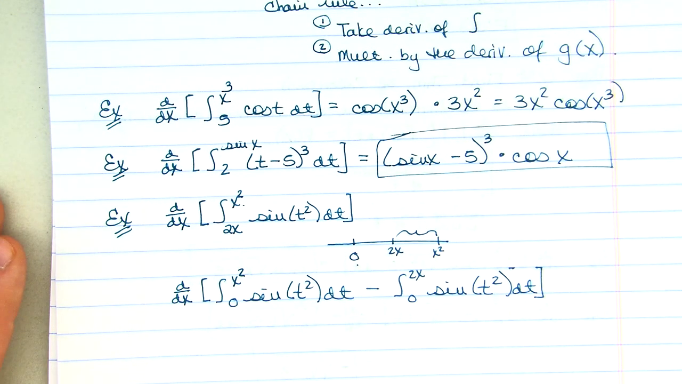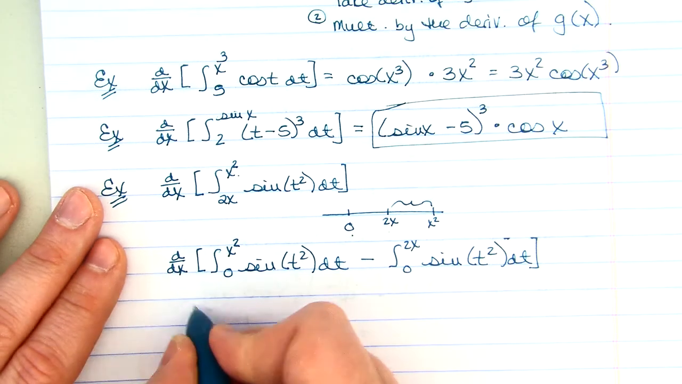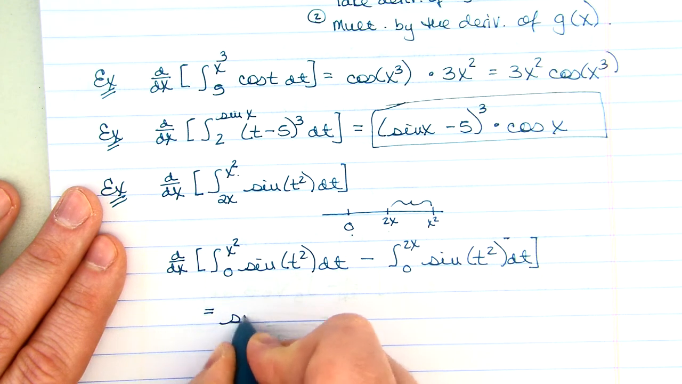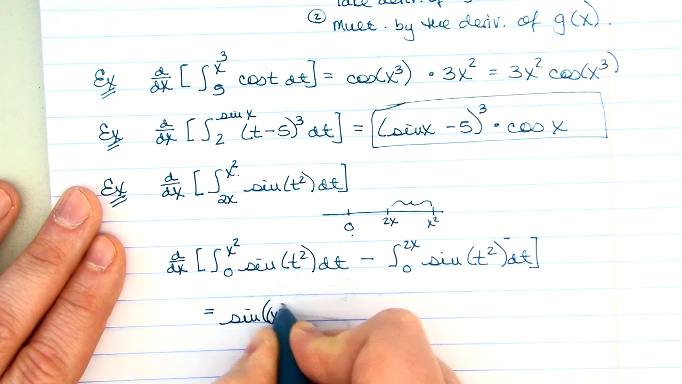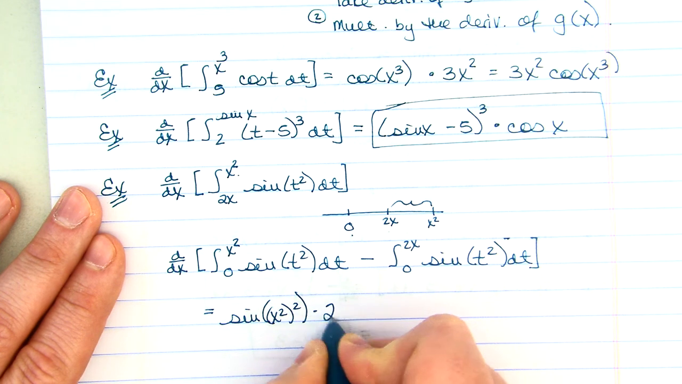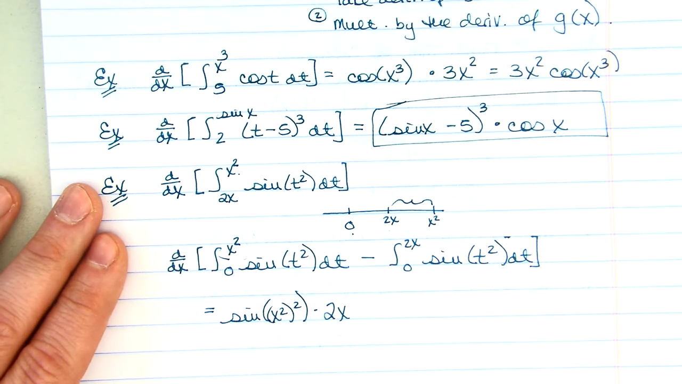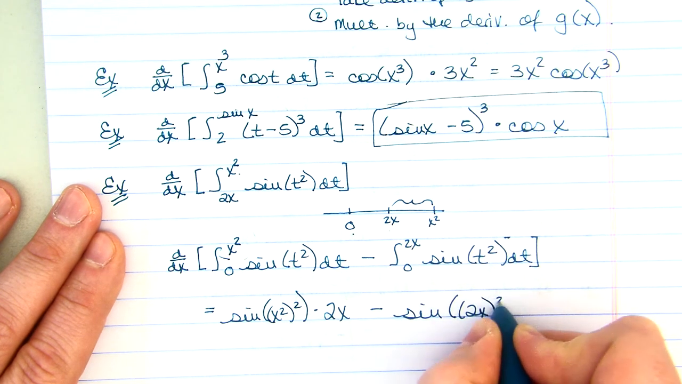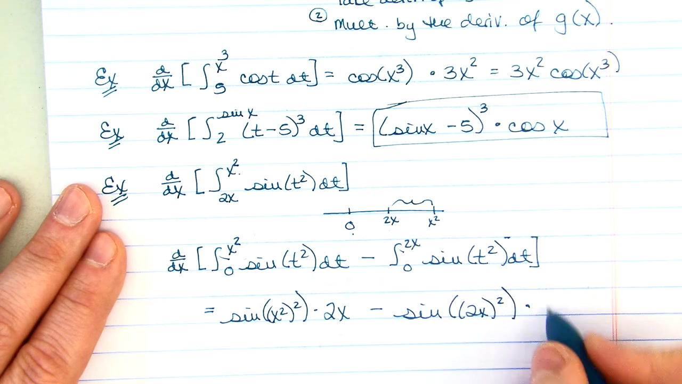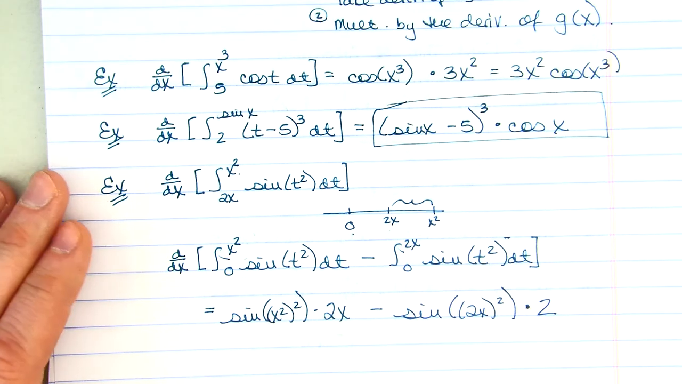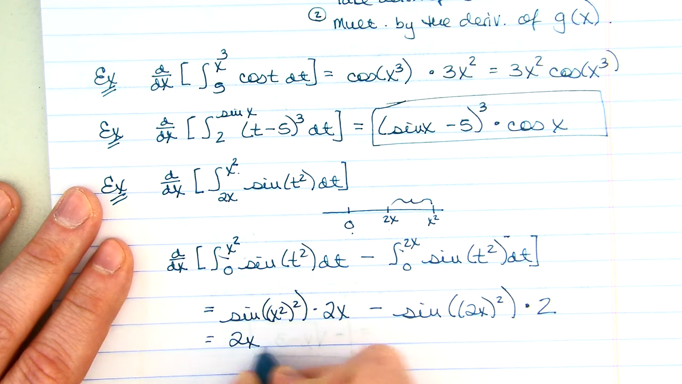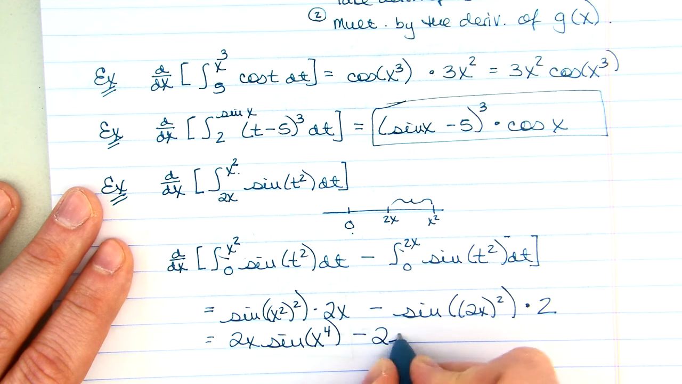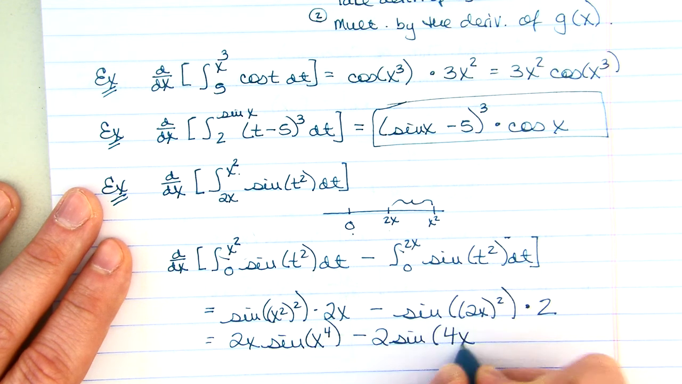Well, now we can actually handle both of these. That first one, I'm going to use the second fundamental theorem of calculus and then chain rule. I'm going to say the sine of x squared squared, and by chain rule then times the derivative of the thing I was plugging in, so times 2x, minus the sine of 2x squared times the derivative of the thing I was plugging in, so times 2. And I can clean this up into 2x sine x to the 4th minus 2 sine 4x squared.